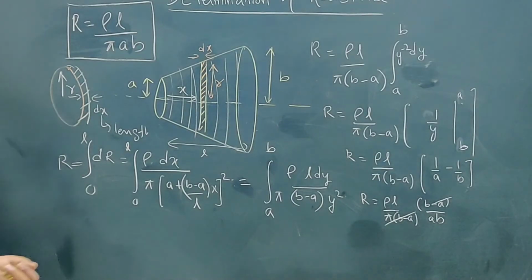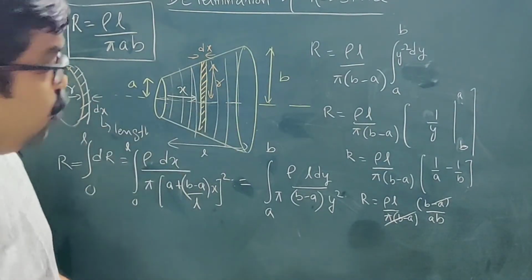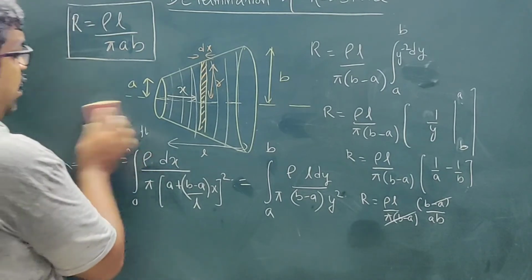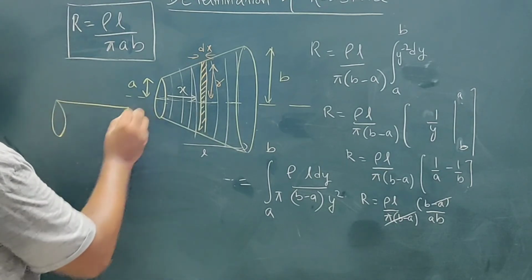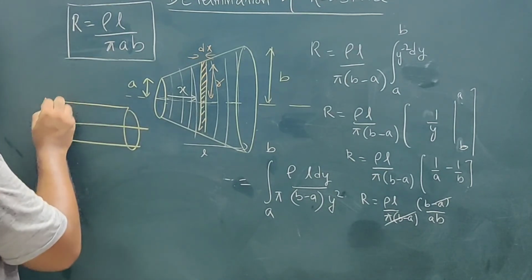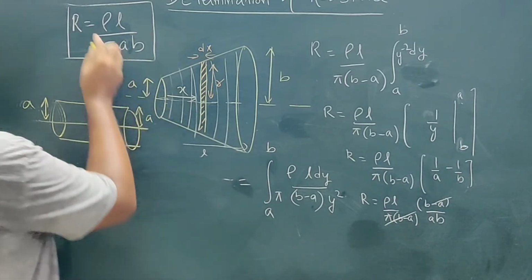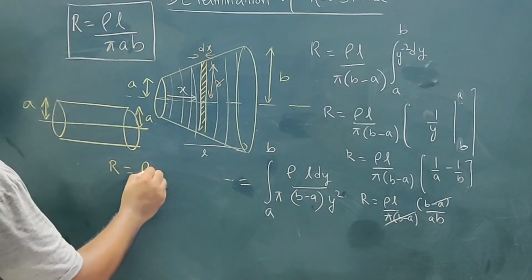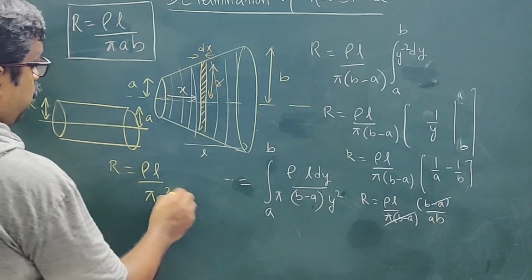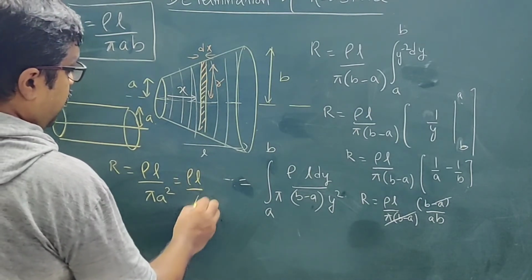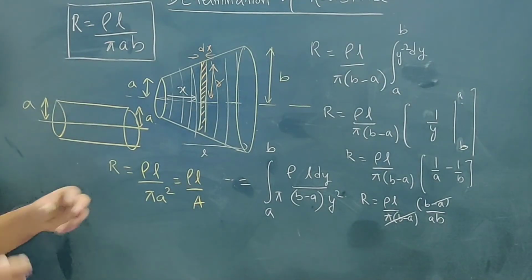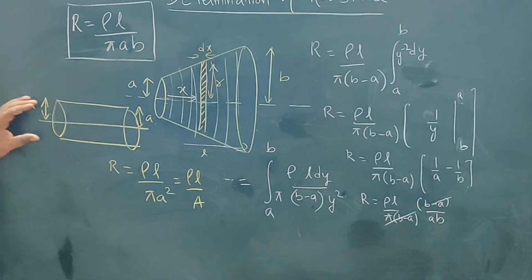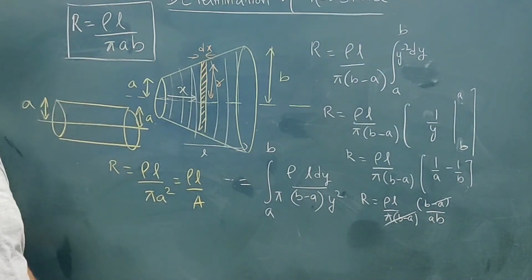Now as you can see, if A becomes equal to B, that is now a cylinder, so this is A, this is also A. In that case, R is equal to rho L by pi A square, which is nothing but rho L by the cross section area. That is the result we know for the resistance of a normal cylindrical conductor. So I hope this derivation is clear to you.